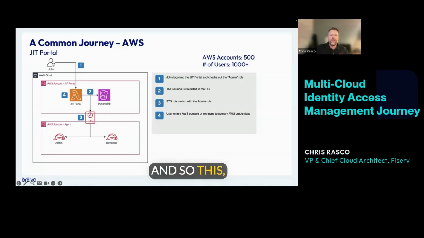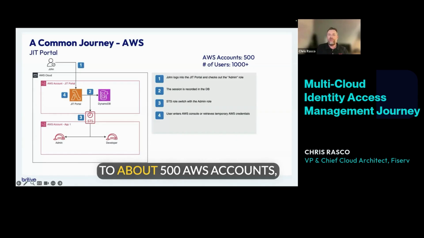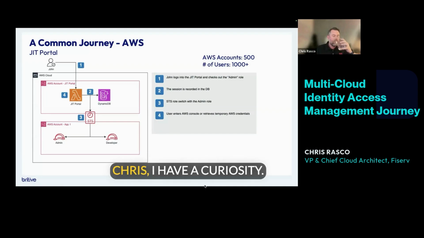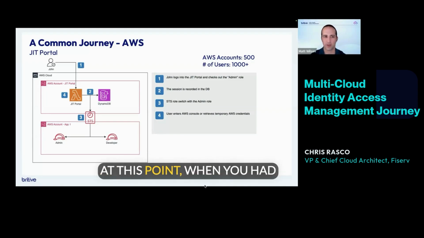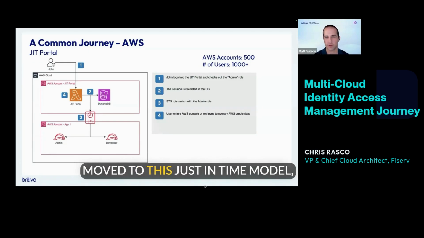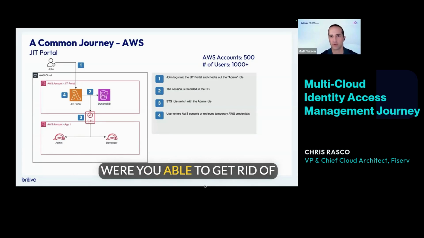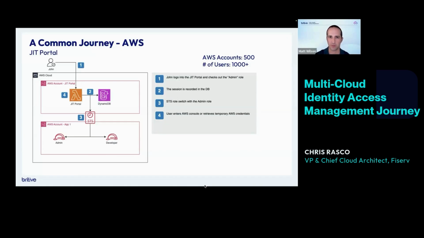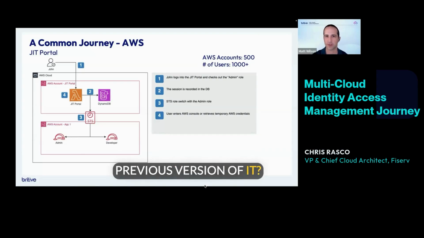And so this concept scaled us up to about 500 AWS accounts and well over 1,000 users. I don't remember the exact count, but it was a pretty significant number of users that took us this far in our journey. Chris, I have a curiosity at this point. When you had moved to this just-in-time model, were you able to get rid of or re-simplify some of those groups and roles that you had built up from that previous version of it?